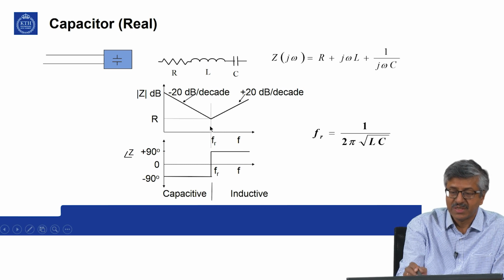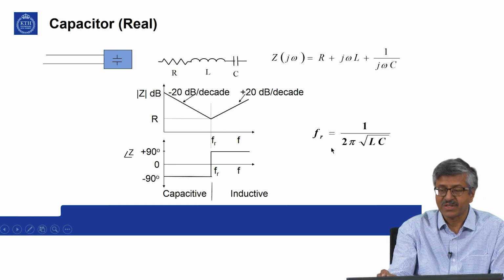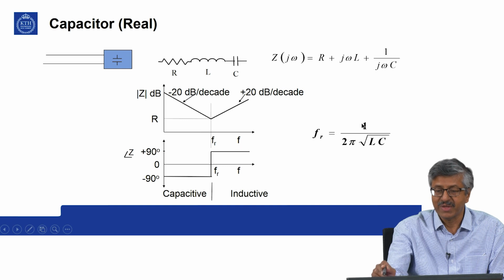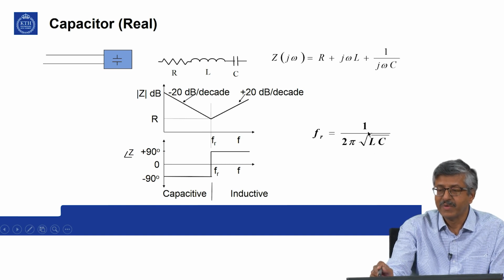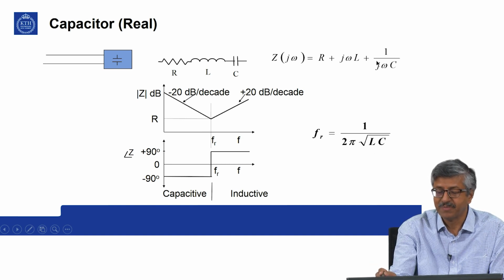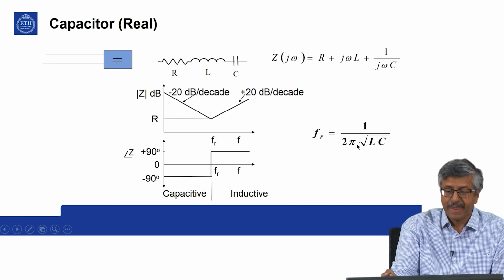So, this transition frequency, or resonance frequency, is given by when these two are equal: j omega L equals 1 by j omega C, and that is given by 1 by 2 pi square root of L C. So, that is the resonant frequency.